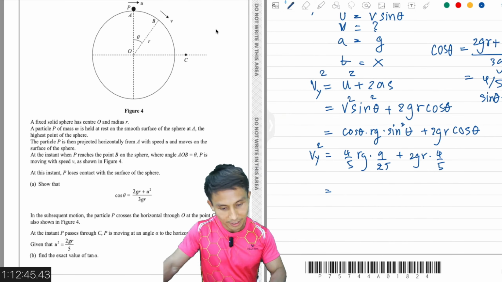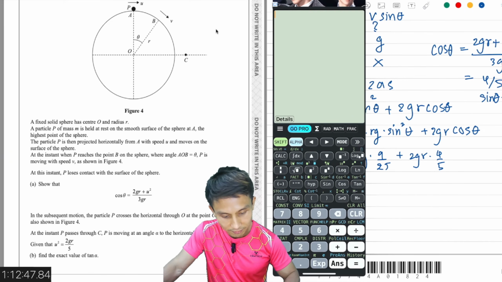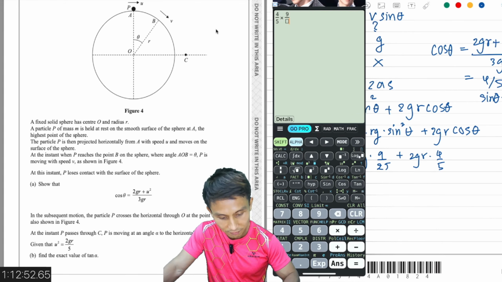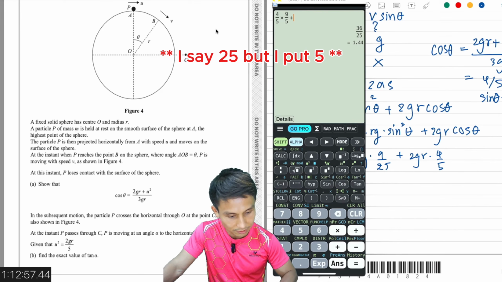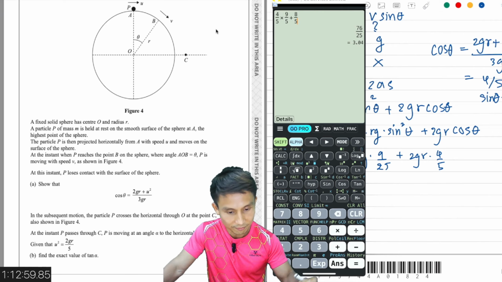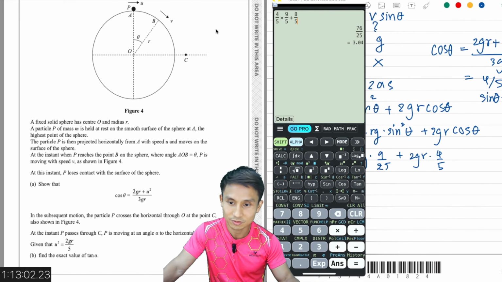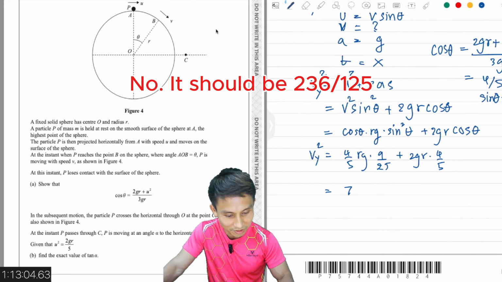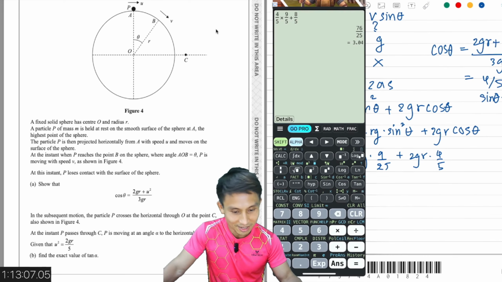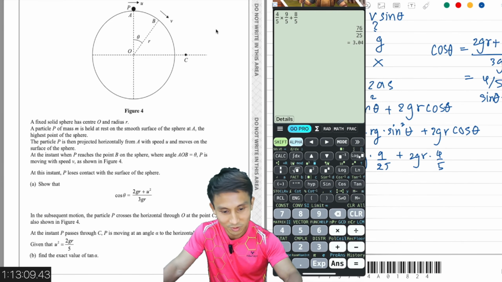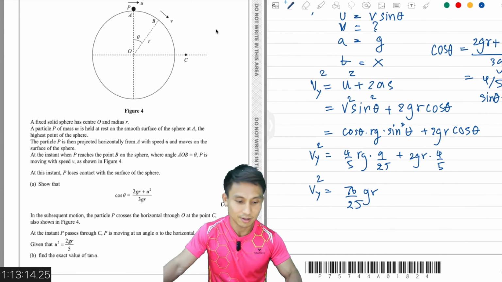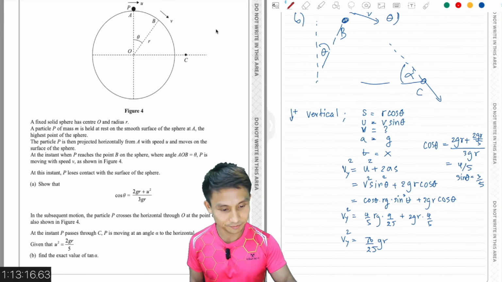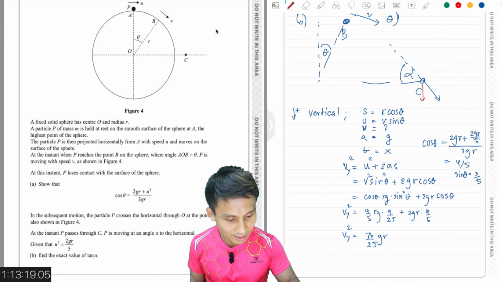So we have 4 over 5 times 9 over 25, and then plus 8 over 5. Is that a coincidence? I saw that number earlier on. Yeah, 76 over 25 gr. So we know that at this point, Vy squared is that.